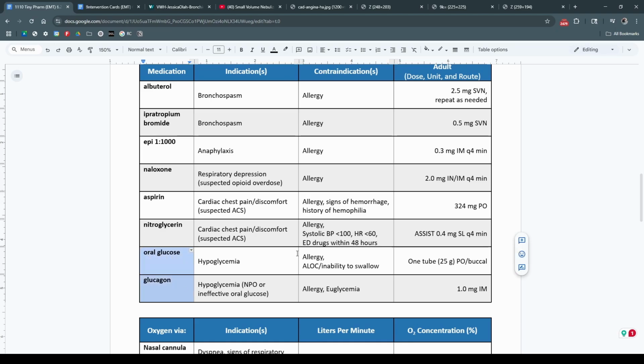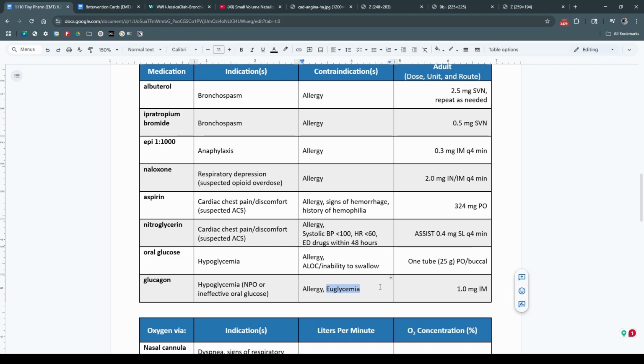Oral glucose and glucagon are both given for hypoglycemia, low blood sugar, but they have some different caveats to them. What this might look like is a patient who is altered or confused or having some type of altered mental status, in which case I want to check their sugar to find out if it's low. In the case of glucagon, I say euglycemia, meaning normal blood sugar, and this might seem obvious. Obviously, I'm only giving this for low blood sugar. Why would you put a contraindication as euglycemia for glucagon?